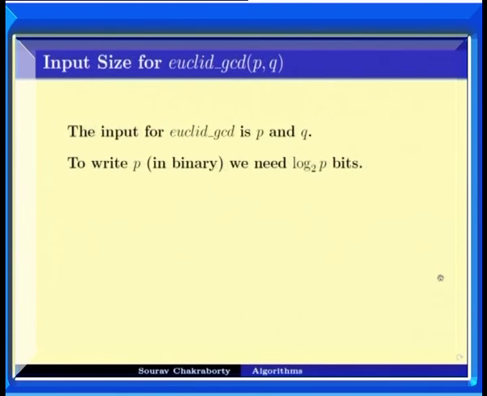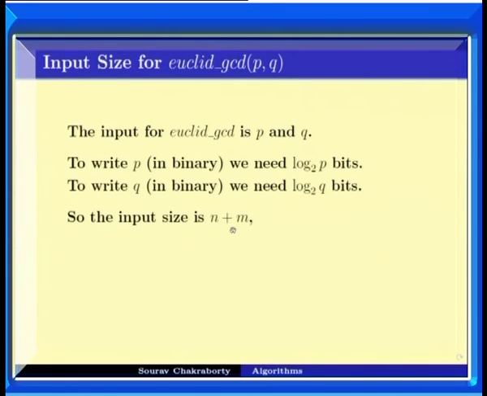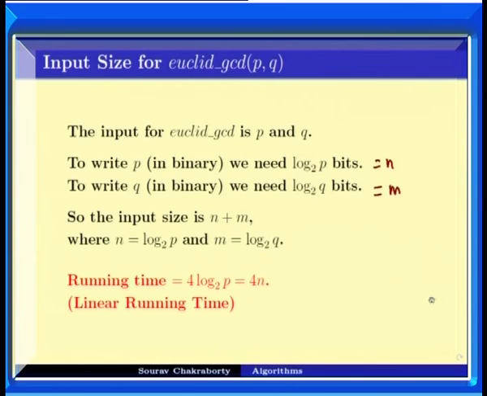Recall the input size in binary is log p base 2, because this is the amount of bits I require to represent p, and similarly for q, log q base 2. So the input size is n plus m, this is what is usually noted, where this one is called n and this one is called m, and the run time now is 4 times log p, which is 4 times n.